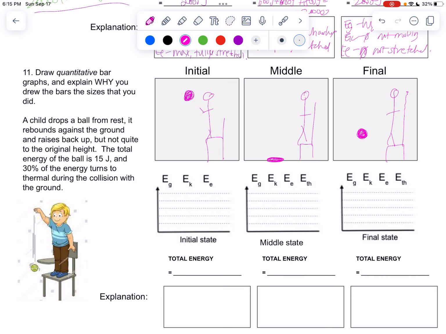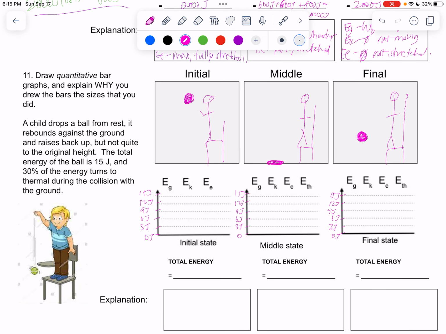Okay, so initially, we've got 15 joules total. So let me go ahead and do this in threes. Why can I not add? I've been making so many videos, I can't anymore. Okay, 6 joules, 9 joules, 12 joules, 15 joules. So I'm going to just go by threes on all of this. 0, 3, 6, 9, 12, 15. 0, 3, 6, 9, 12, 15.